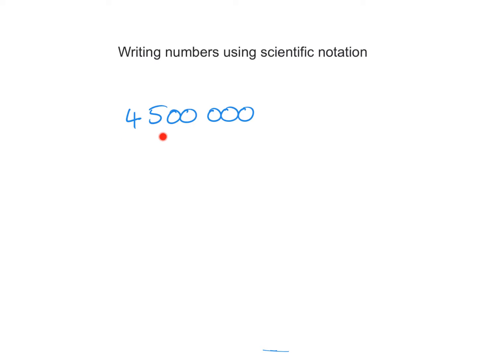Well, if we look at this number over here, which is 4,500,000, we can imagine that there is a decimal place over here. So let's just put that in for a moment. Now we need to place this decimal point after the first non-zero number. So we go 1, 2, 3, 4, 5, and here is our first non-zero number, so we need to put our decimal place in there.